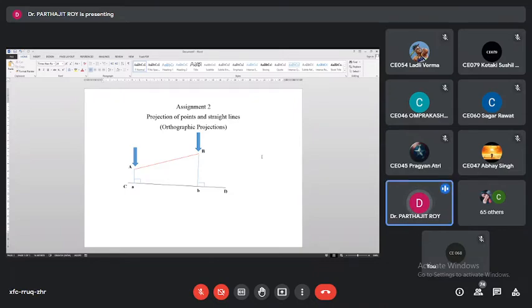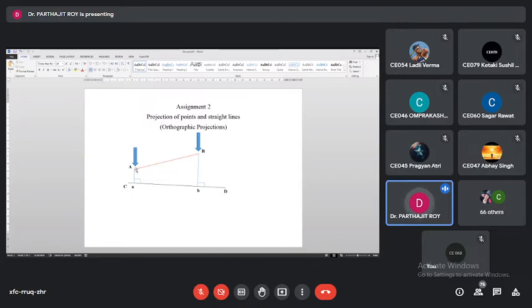So this gives a very preliminary idea about the projections. Now in engineering graphics, let us discuss one by one what these projections are. There are some elements of projections. Before we start actual questions, we will discuss these things.